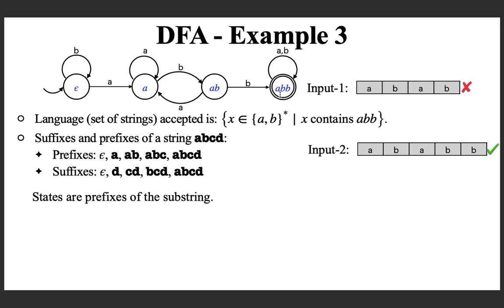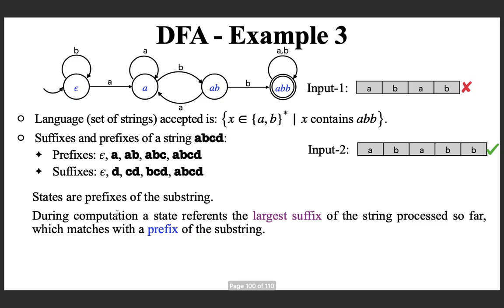And now you can see during the processing what that state is representing. During computation or processing, a state like AB represents the largest suffix of the string processed so far which matches with the prefix of the substring. I know that this is a very confusing statement, but please hold on. I will try to explain it with an example.